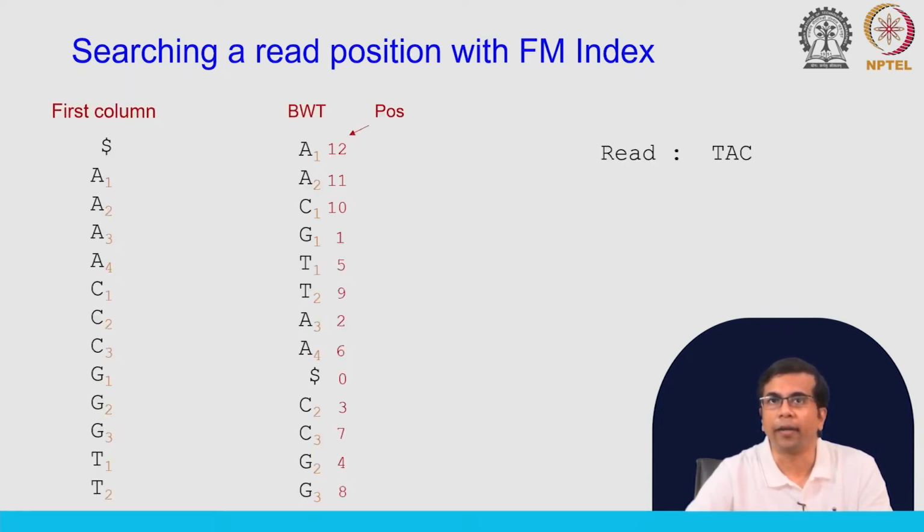So, let us go back to this BWT along with the position. You have the first column, which will be created from those numbers or from the BWT, and we can apply the LF mapping principle to map a read. For example, we want to map this read, TSC, and find its location in the reference sequence using the indexes that we have created.